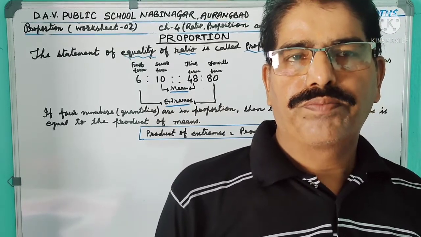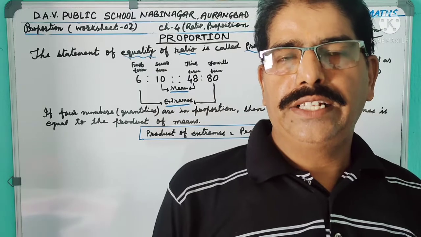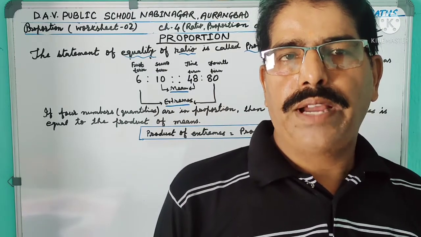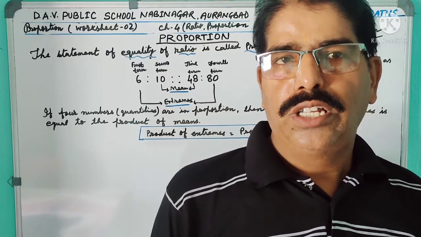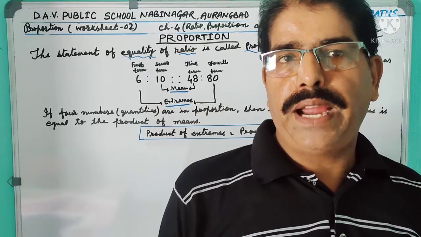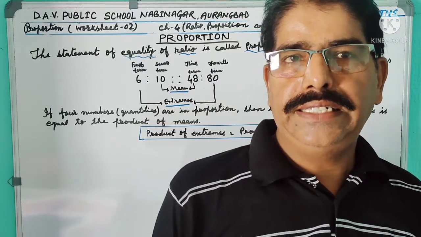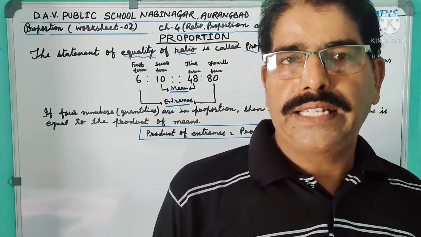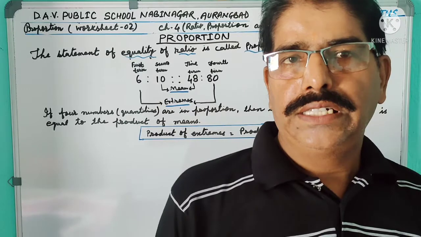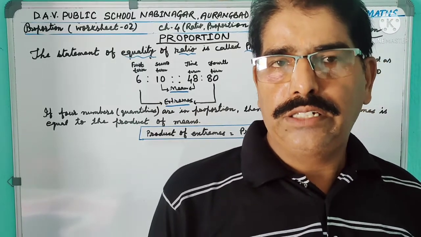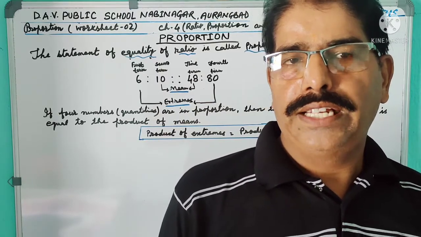What is ratio? Comparing two quantities by division is known as ratio. Suppose Ram has 15 marbles and Shyam has 10 marbles. So 15 by 10 is a fractional number, and it is converted into its simplest form, that is 3 by 2. So 3 by 2 is equal to 3:2. That means it is in the form of a ratio.